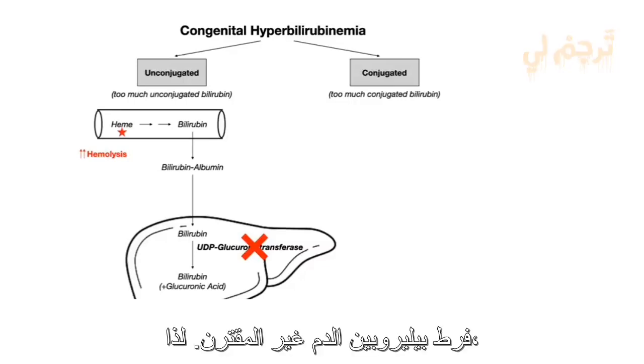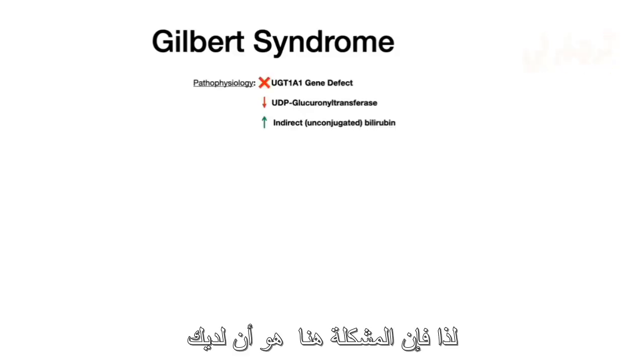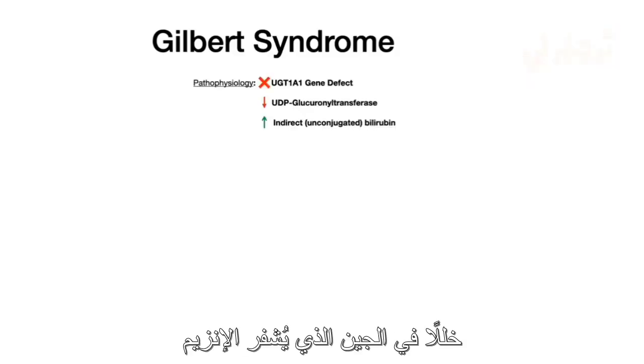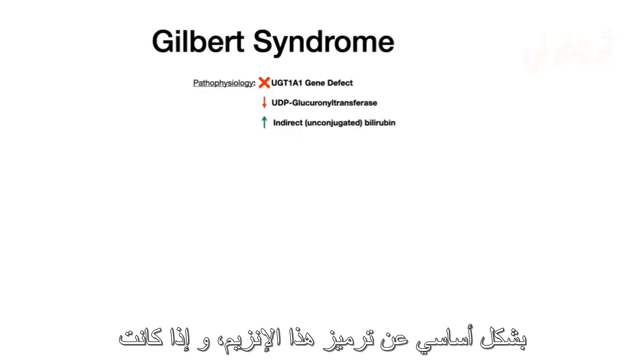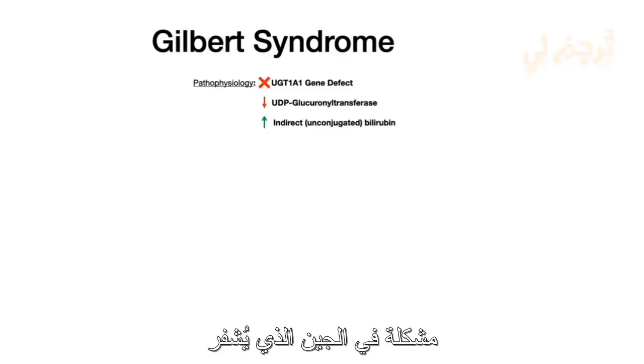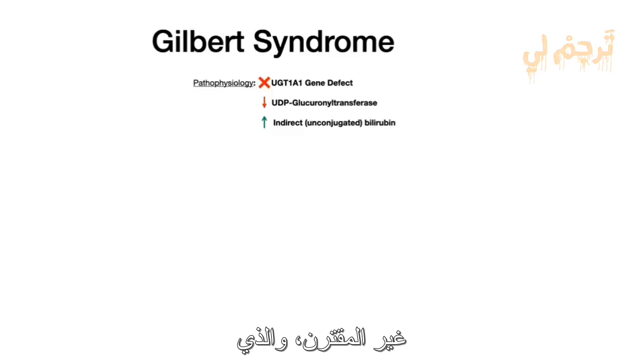So let's talk about the three diseases that are unconjugated. You've got Gilbert syndrome, Crigler-Najjar syndrome type 1, and Crigler-Najjar syndrome type 2. Let's just go through them one at a time. We'll start with Gilbert syndrome. The problem here is that you have a knockout of the gene UGT1A1, and that gene is responsible for coding for that enzyme. If you have a problem with the gene that codes for the enzyme, then you have decreased or dysfunctional levels of UDP glucuronyltransferase, which means you have increased levels of unconjugated, sometimes referred to as indirect, bilirubin.